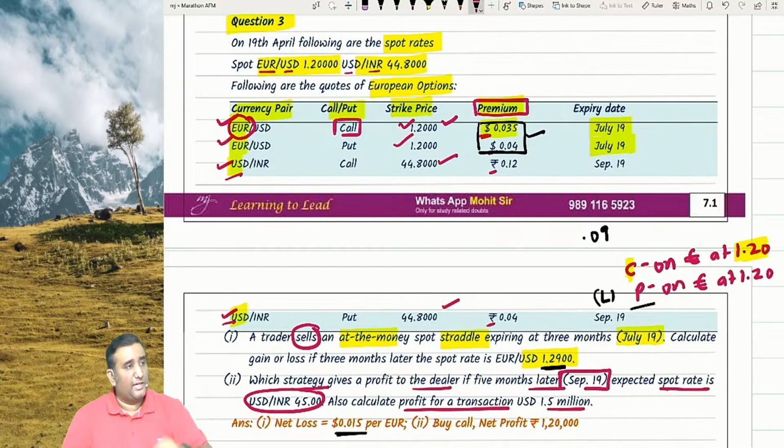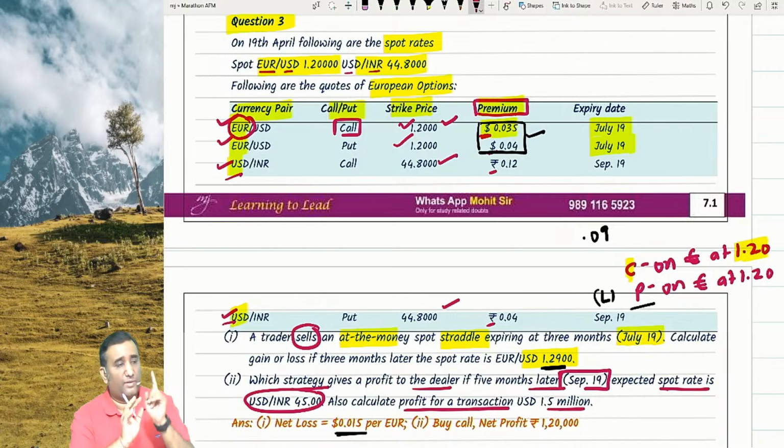44.8. Expected price to become is what? 45. Price going up, which type of option would give you profit? Call option. Either you become a call option holder or become what? Put writer. Call option holder, if you become, you'll pay the premium and you'll enjoy the upside. Put writer, put option would lapse.